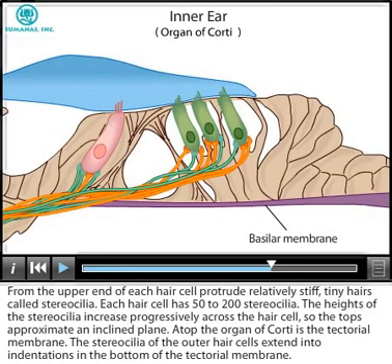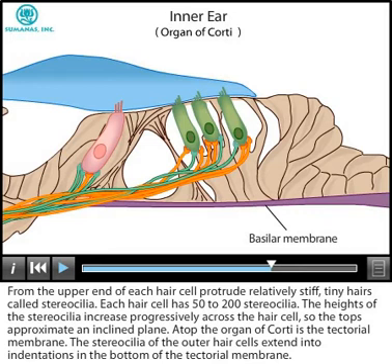From the upper end of each hair cell protrude relatively stiff, tiny hairs called stereocilia. Each hair cell has 50 to 200 stereocilia. The heights of the stereocilia increase progressively across the hair cell, so the tops approximate an inclined plane. Atop the organ of Corti is the tectorial membrane. The stereocilia of the outer hair cells extend into indentations in the bottom of the tectorial membrane.